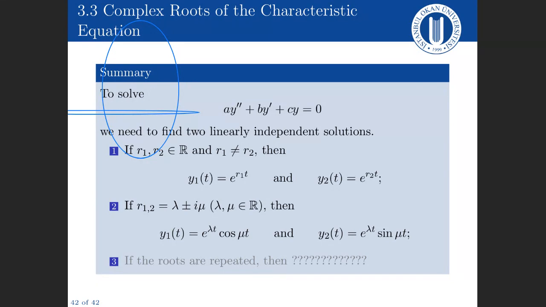So let's summarize. Somebody's just discovered that you can write on the screen whenever you want to.